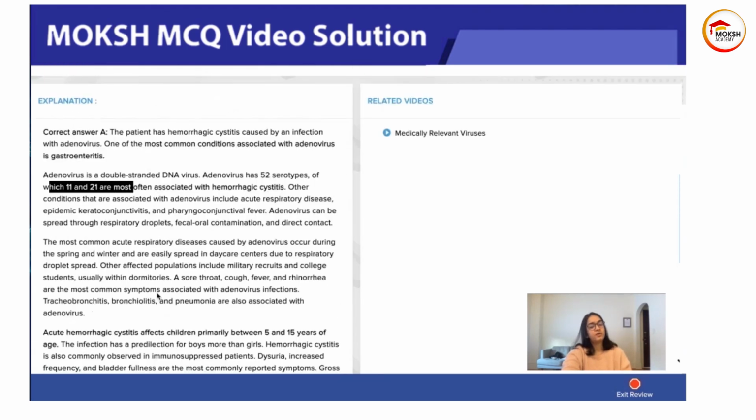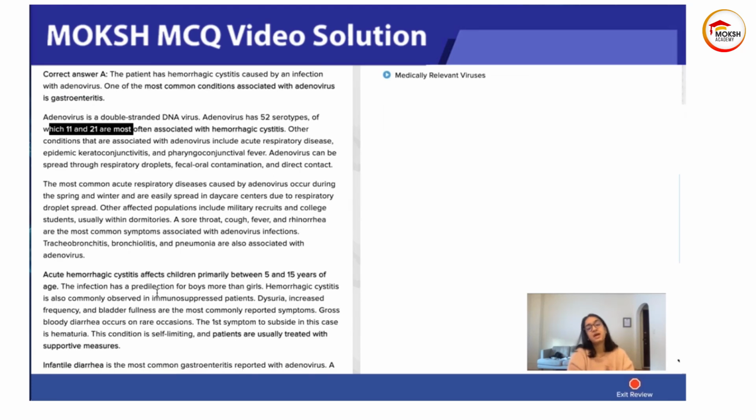So the takeaway point here: adenovirus causes hemorrhagic cystitis. You have to remember this association because no other virus has that association. And adenovirus, along with causing hemorrhagic cystitis, can also cause gastroenteritis, conjunctivitis, and pharyngoconjunctival fever. These are the 3 important things that I would recommend remembering from this question.